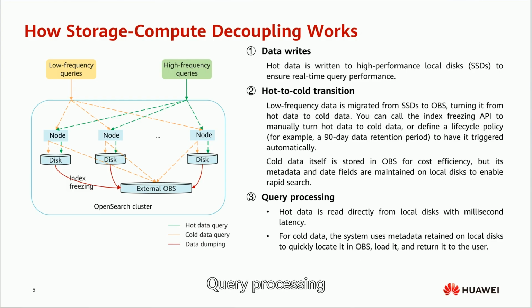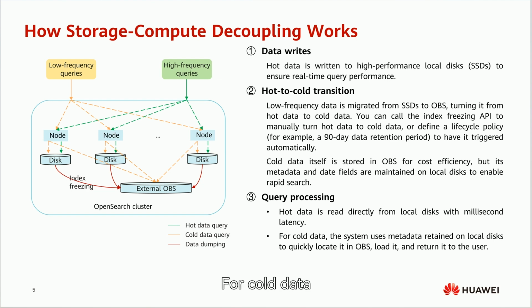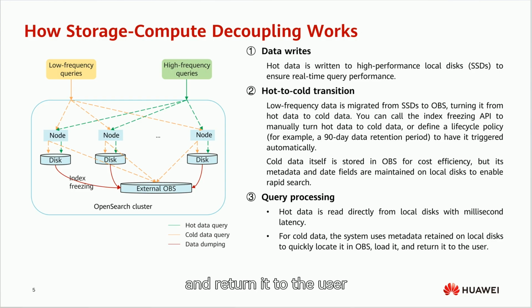Query processing. Hot data is read directly from local disks with millisecond latency. For cold data, the system uses metadata retained on local disks to quickly locate it in OBS, load it, and return it to the user.